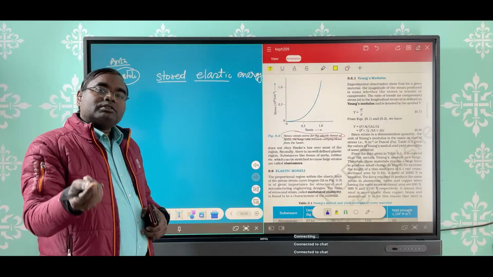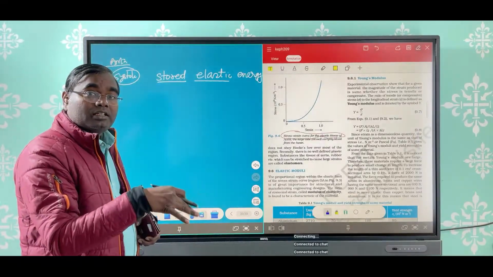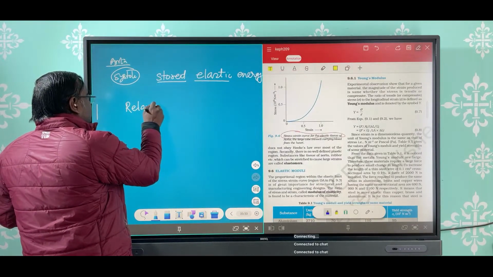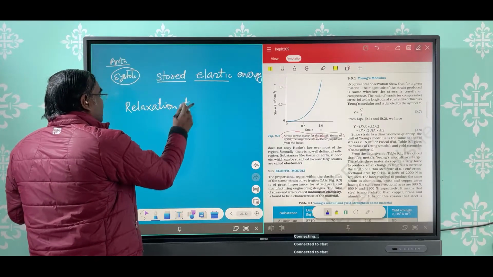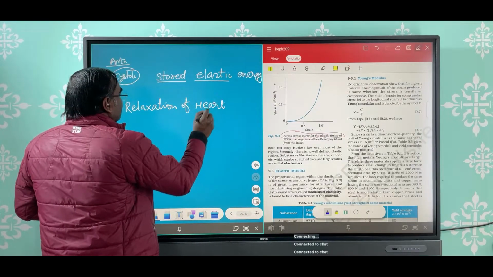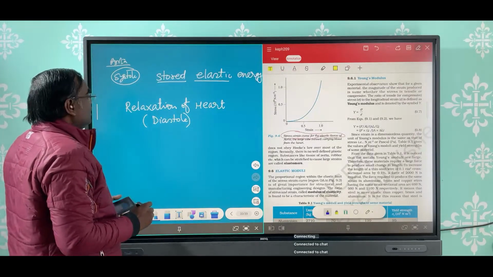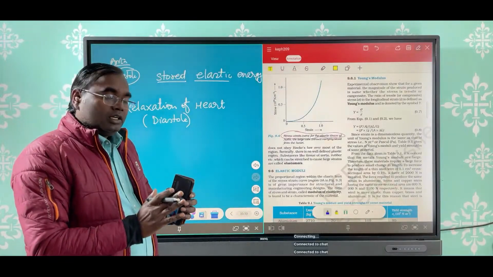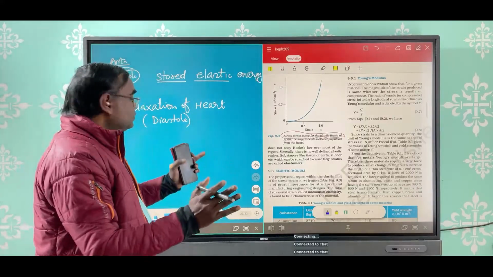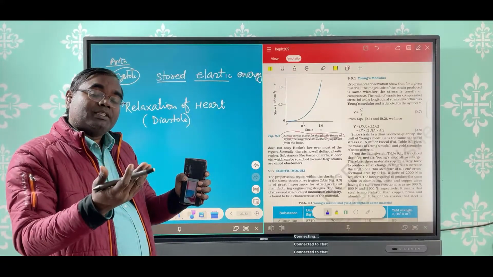Right, and thereafter there is a relaxation in the heart. जैसे ही कंट्रैक्ट, और फिर रिलैक्स भी तो होगा। So relaxation of heart, that means diastole. आप एक बार ये समझिए जब कंट्रैक्ट हुआ तो आयोटा स्ट्रेच हुआ और उसके अंदर इलास्टिक एनर्जी स्टोर्ड हो गई, ठीक है। उसके बाद तुरंत ही हार्ट फिर रिलैक्स होगा, for the next beat.